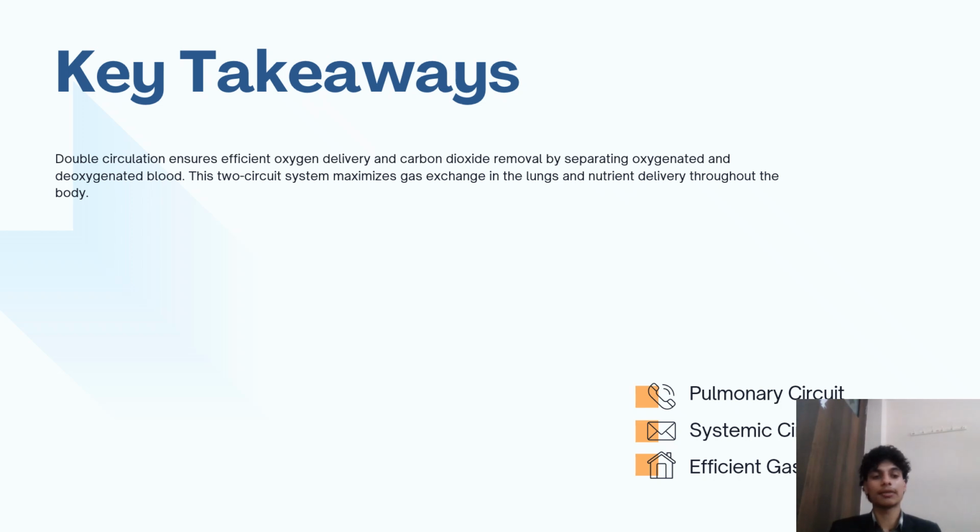And these are the key takeaways. Double circulation ensures efficient oxygen delivery and CO2 removal, as the CO2 is removed in the lungs and the oxygen is absorbed, by separating oxygenated and deoxygenated blood. This two-circuit system maximizes gas exchange in the lungs and nutrient delivery throughout the body.